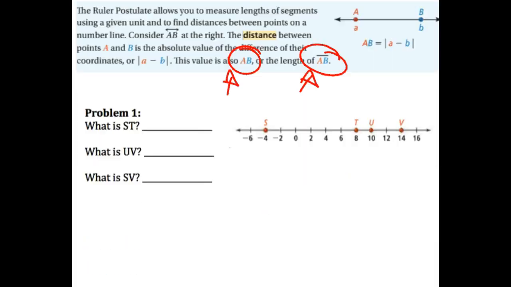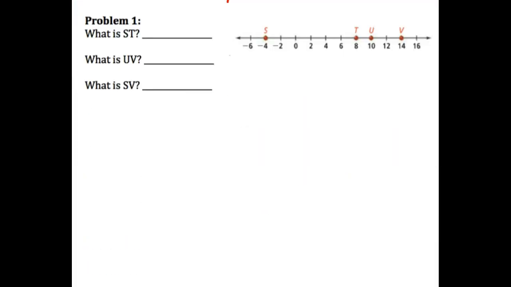So let's figure out the lengths of some of these segments. There's a few ways to do it. It says, what is ST? And when it asks you that, it's asking you what is the length of segment ST. So you want to find point S and point T. So here's S and here's T. And what you're asking is that segment in between them.